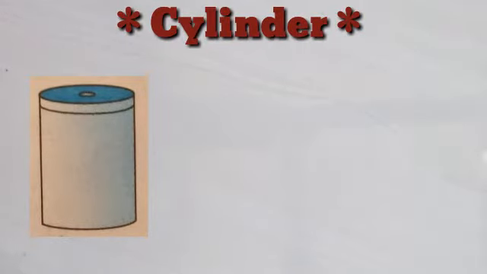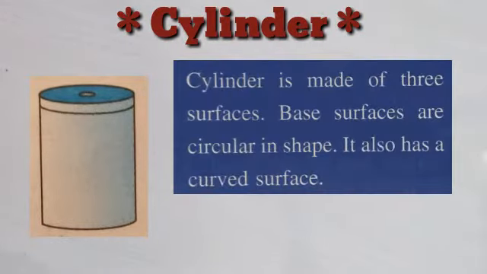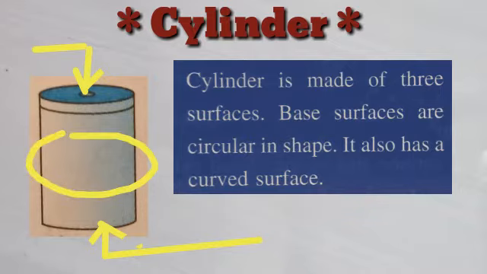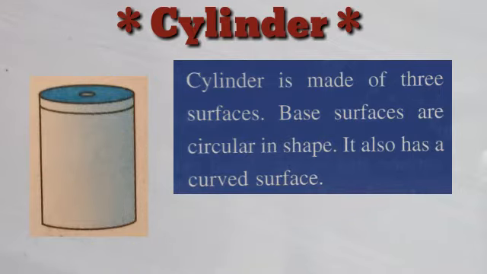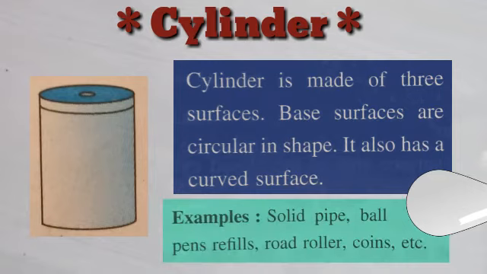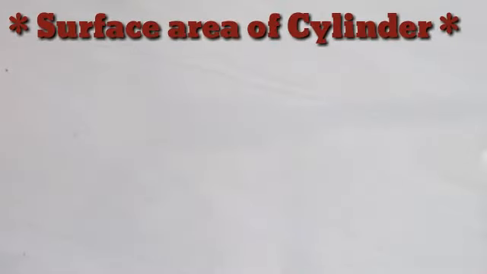Suppose this is one of the figures of a cylinder. Actually, a cylinder is made up of three different surfaces: the base surface, the upper surface, which are circular in shape, and it also has the curved surface. If we look at examples, then a solid pipe, ball, paint refill, road roller, coins or any other container are examples of a cylinder. Let's see how to find the surface area of a cylinder.